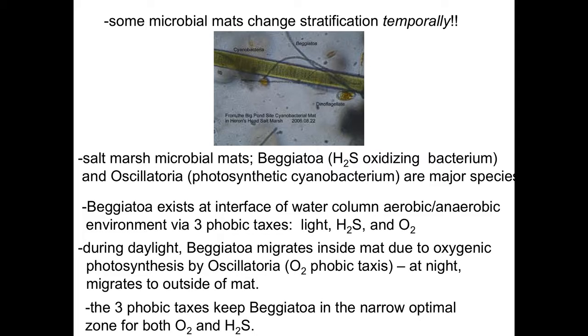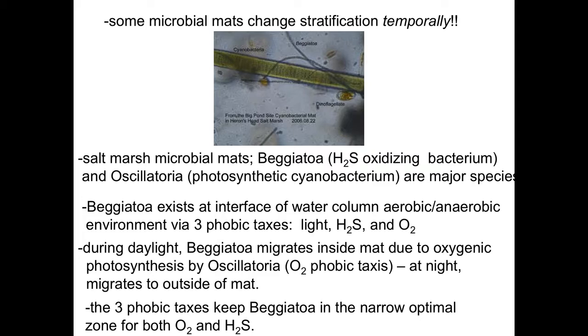In salt marsh microbial mats, there is a bacterium we talked about earlier this semester, Beggiatoa. This is the bacterium that was first discovered to be able to oxidize hydrogen sulfide, that colorless, rotten-egg-smelling gas that's poisonous to us. This bacterium oxidizes it in a chemolithotrophic way, and it exists in association with a photosynthetic bacterium, Oscillatoria, which is a member of the cyanobacteria. These two species, along with other species, exist in these mats.